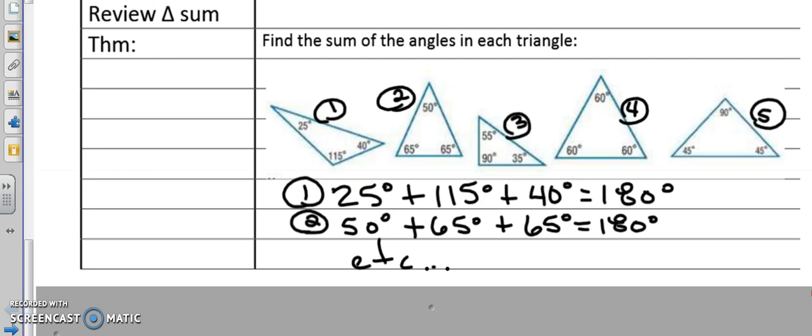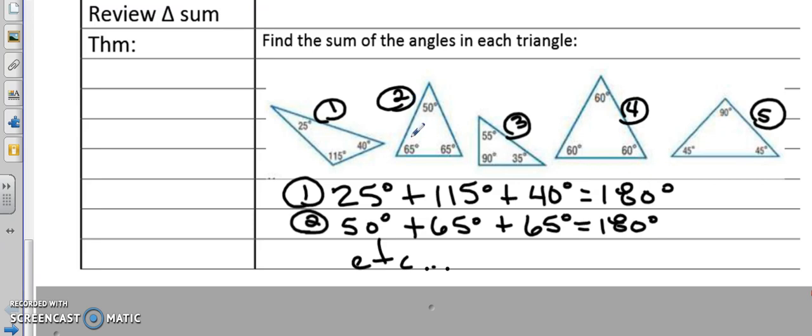All right, so this is kind of the way this needs to look. Recall the concept of sum is that we are adding things together. So you can see here on this triangle number 1, we have the value of 25, the value of 115, the value of 40 in each of the 3 angles. We're going to add those 3 together and come up with 180 degrees.